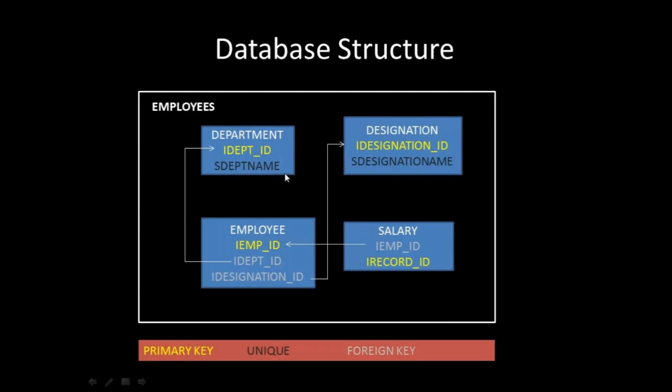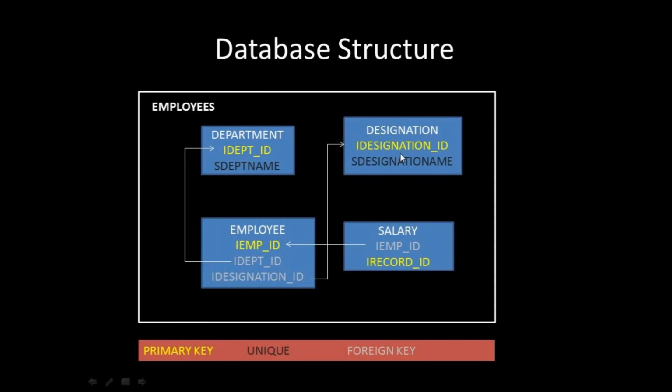First is the department table, which has department ID and department name. The color code is explained here. Yellow color indicates a primary key. Now what is the primary key and all, we will see in the upcoming sessions. Then department name is a unique key. That means no 2 departments can have the same name. That is the meaning of unique.